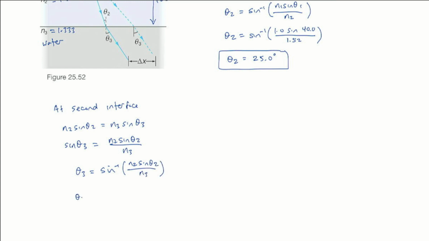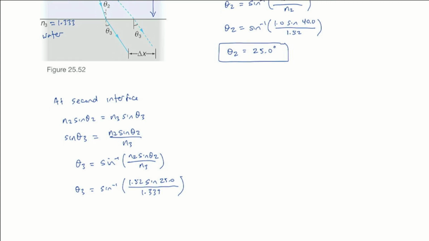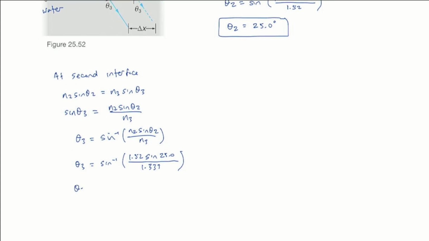Substituting the values, we have 1.52 times the sine of theta 2, which is the angle we just found, 25.0 degrees, divided by N3, which is 1.333. I did this calculation and I got theta 3 is 28.2 degrees.